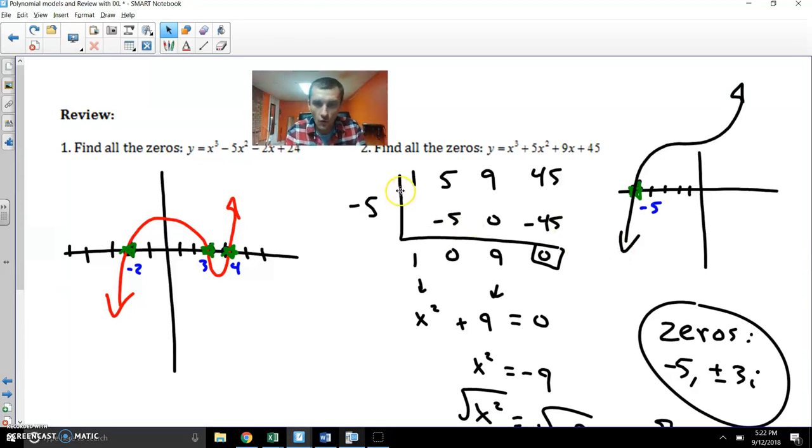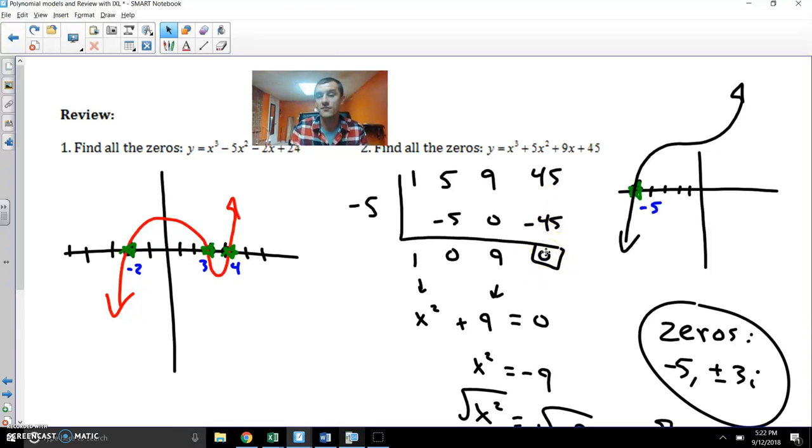So drop, multiply, add, multiply, add. I'm going to drop 1, multiply by -5 to get -5, add the 2 together vertically to get 0. -5 times 0 is 0. 9 plus 0 is 9. -5 times 9 is -45. 45 plus -45 is 0.